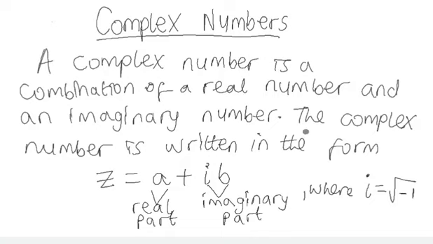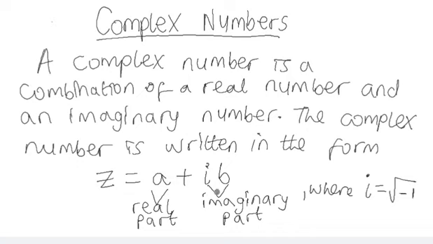Welcome to today's lesson. Our topic for today is complex numbers. When you talk about a complex number, you're talking about a combination of a real number and an imaginary number. A complex number is written in this form: z equals a plus ib.